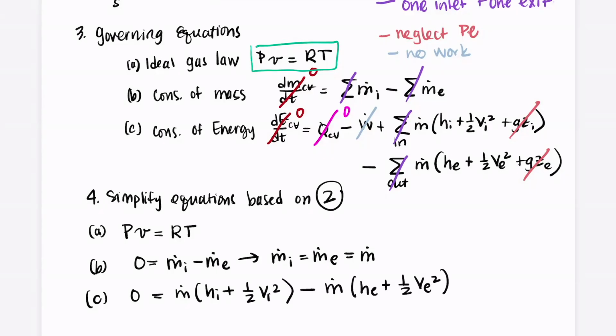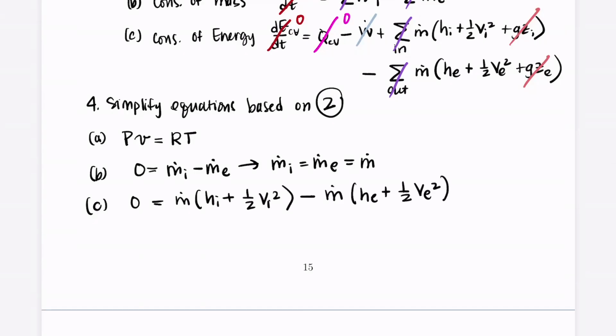Is m dot 0? It's like 6,000, so we can divide both sides of this equation by m dot and get rid of it. That means we have hi plus 1/2 vi squared is equal to he plus 1/2 ve squared. Okay. Any questions so far on the simplification, the assumptions?